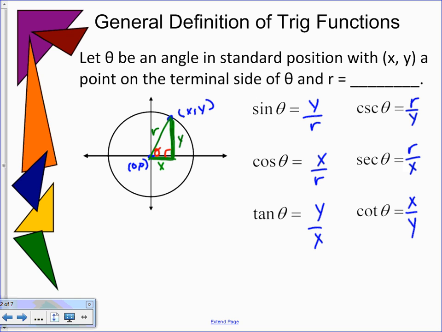Now the only thing that still remains an issue is if I'm giving you just the point x, y, you really need to know what the radius is, because if all you have is x and y, you can't do all the trig ratios. So we need to find r. How might you find r if you knew what x and y were?